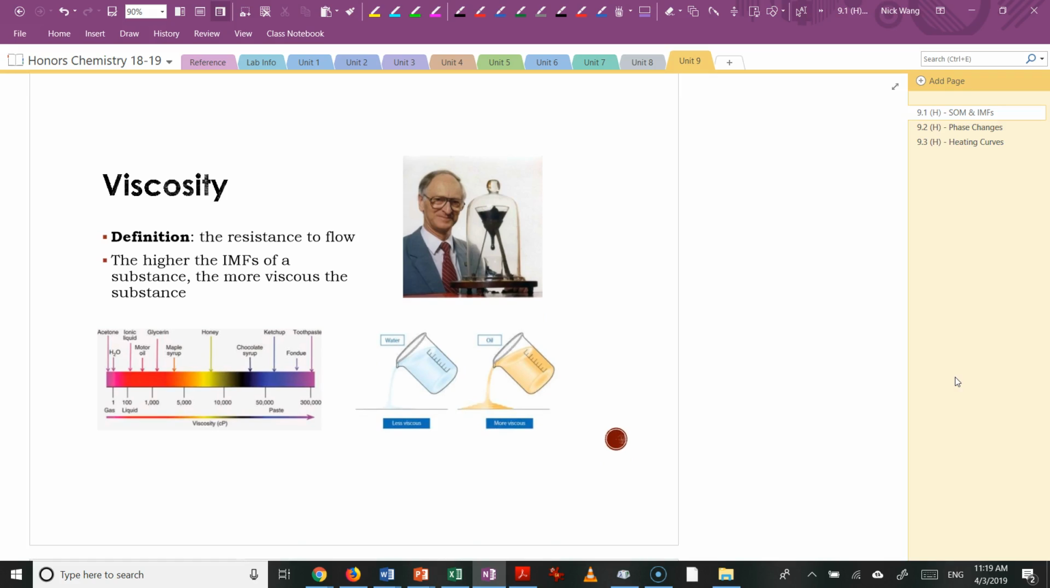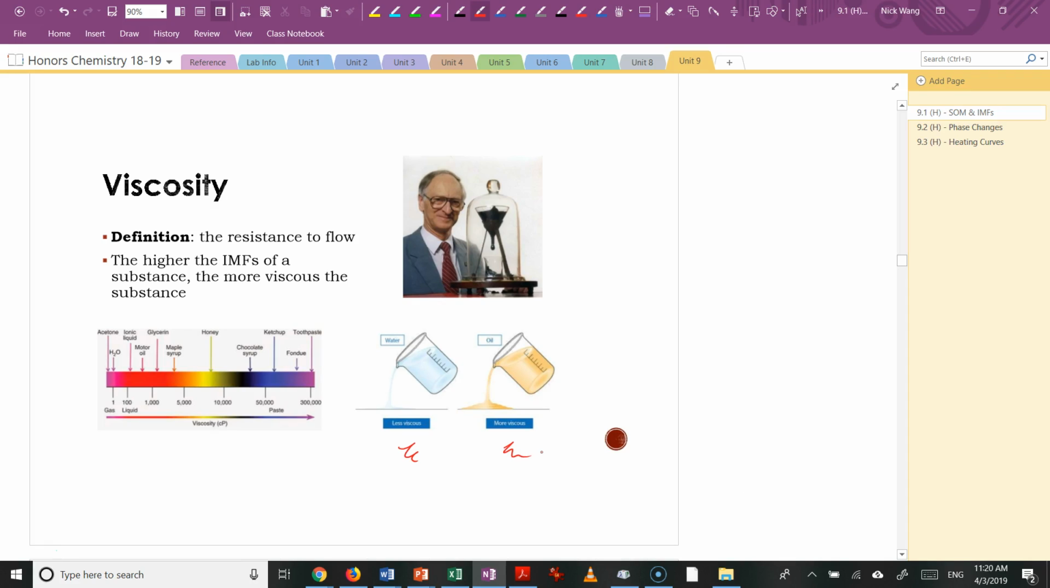Another property about water, or liquids anyway, is something called viscosity. So essentially it's the resistance to flow. So the higher the intermolecular forces of a substance, the higher the stickiness, right, of the particles. That means it's more viscous, meaning it's less likely to flow. It is more resistant to flow. So a classic example right here would be water, for example. Water, you can pour that out no problem. It's going to flow out fairly readily.